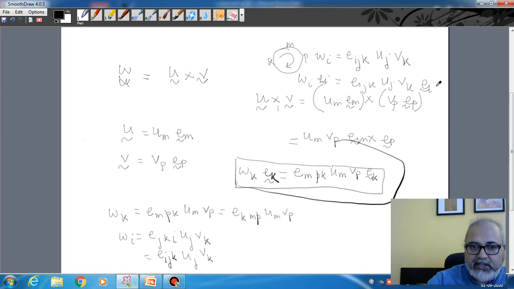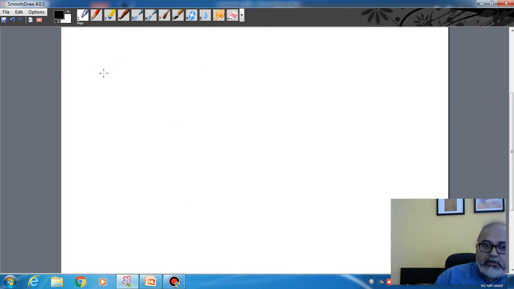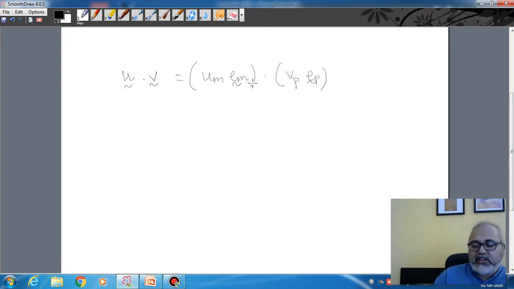Let us see how we deal with the dot product. We know that U dot V will give me a scalar. So you write U as, again, UM EM, dotted with VP EP. Repeated indices can be anything, M, N, P, whatever. I write P here and M here because I cannot repeat an index more than 2 times. I have used it 2 times here, so I have to use something else here. Then UM and VP are scalars, so they come out.